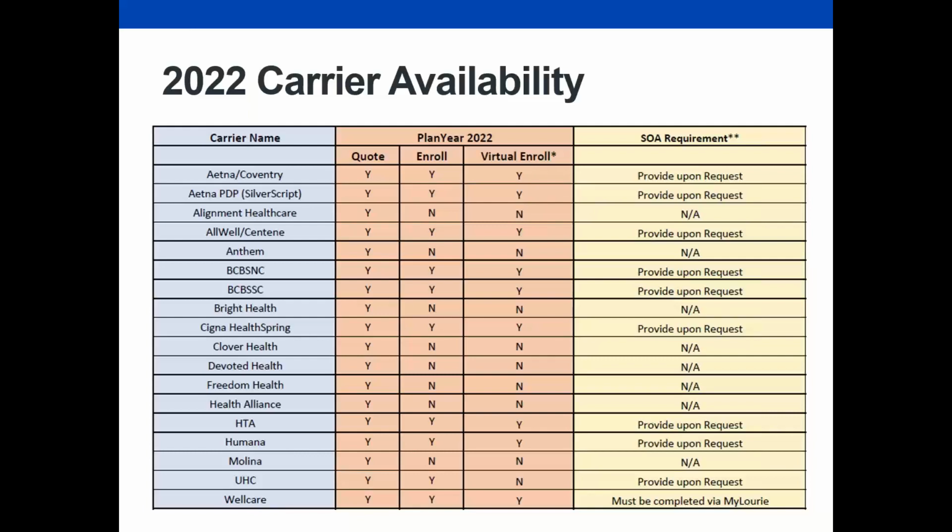And then on the far right, you will see the scope of appointment requirements. You can do a scope of appointment within MyLourie, or you can keep your own scope of appointment on file, and you can even upload it into the client's file. The one carrier that requires you to do it as part of the application, even if you've done a paper scope, is WellCare. You'll see that at the bottom, and we'll go into how to do that. All right, so let's take a look now and do an actual enrollment.